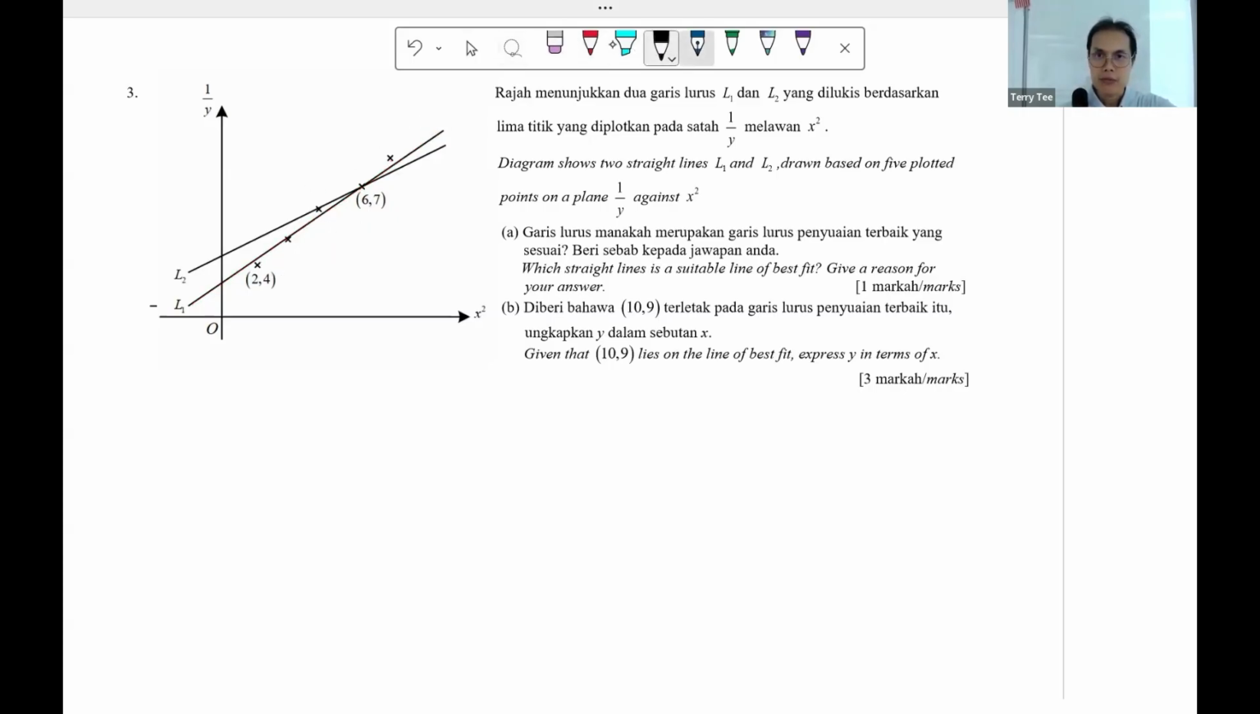Let me show you again. Now let me use a different color. You can see L2 is here, right? Yes, these 2 points are on the line of best fit, but these 2 points are quite far from the line of best fit. This point is okay, around there.